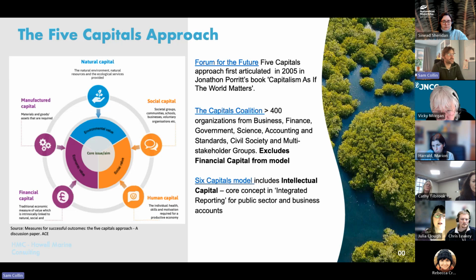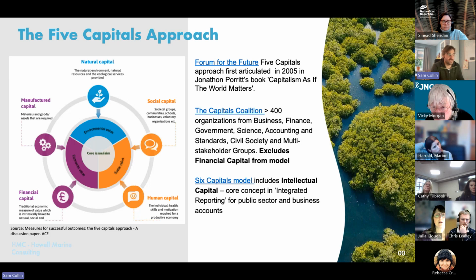And so the 5 capitals approach was first developed by Jonathan Porritt, and the idea was to look at it more of a business organization approach to review an organization and consider how effectively it's using these various assets from the 5 capitals within their organizations and looking at becoming more efficient. It's been adopted by the Capitals Coalition, although they look at 4 capitals. They don't include financial capital.